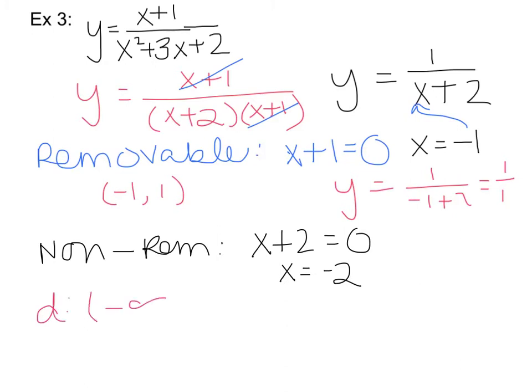So it's going to start from negative infinity, and then negative 2 comes first. And then it goes from negative 2 to negative 1, because remember, domain is only the x values. And then it's going to go from negative 1 to positive infinity.